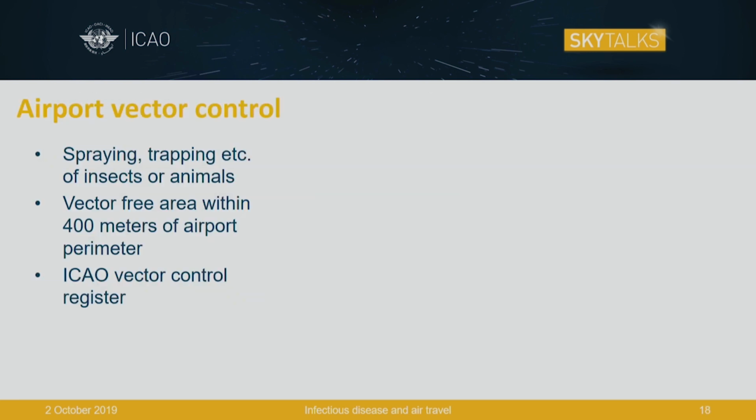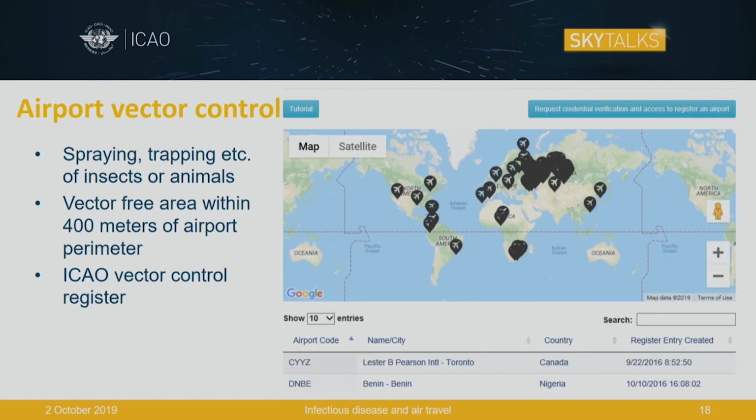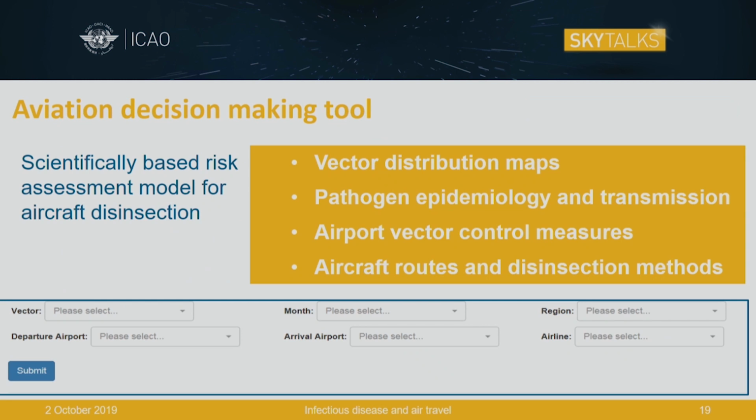And my last slide, the airport vector control. We spoke about having airports free of mosquitoes. This is again on the public website of ICAO, and there you can see which airports have good vector control programs in place. We also use that for bilateral discussions between states.